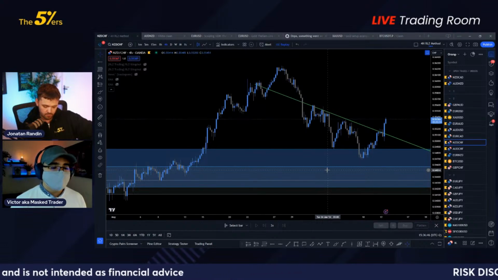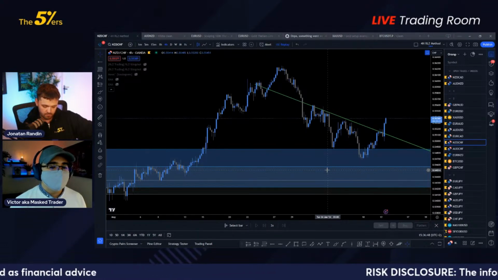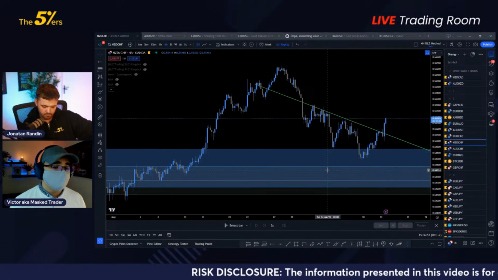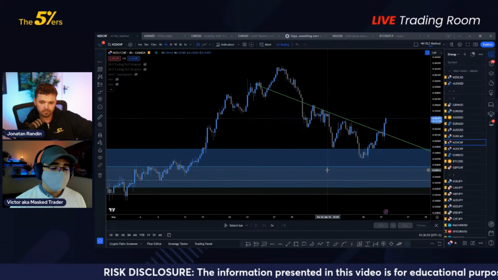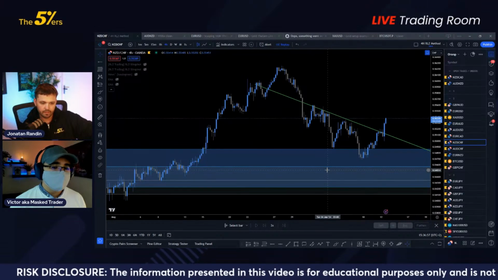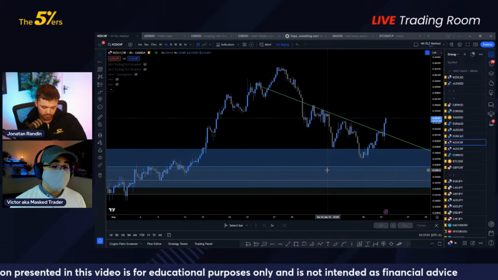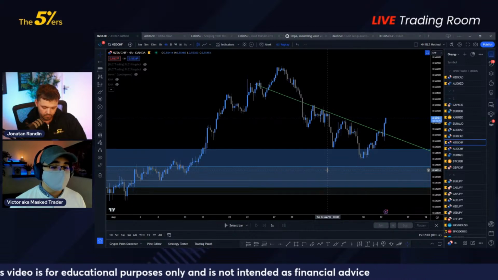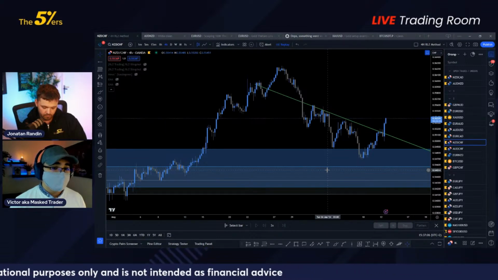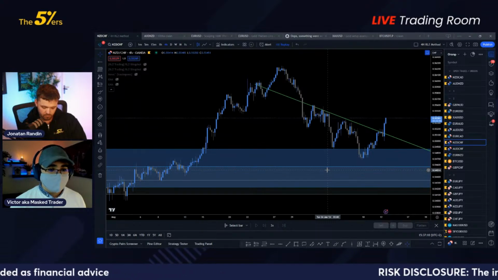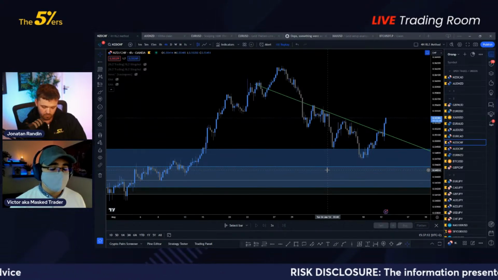Let's say on EU, with the5ers, I think it's $4 per lot. So that means that it's 0.4 pips on an EU trade. That's the commission. So if you're only making 0.4 without commission, you're not having any profit. You're only covering the commission, right?